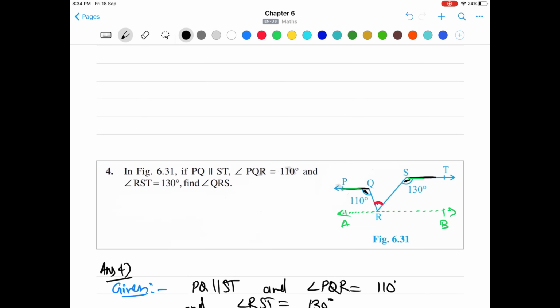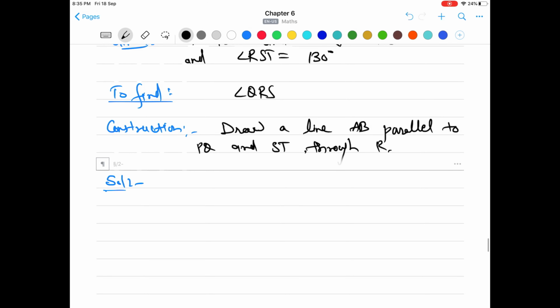Now you can see these two lines are parallel and this SR will be transversal, so the sum of the two angles on this side will be 180 degree. Similarly, this PQ and AB are parallel and the sum of the two angles on this side will also be 180 degree. Then the sum of all the angles at a point on a line has to be 180 degree. That means the sum of these three angles has to be 180 degree. So by subtracting these two angles from 180, you will get the value of this angle.